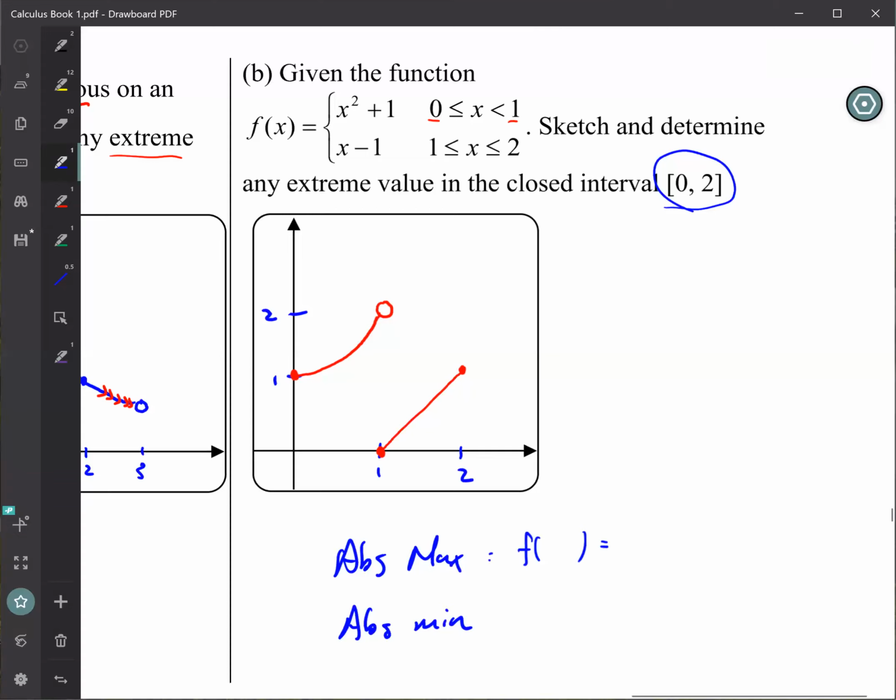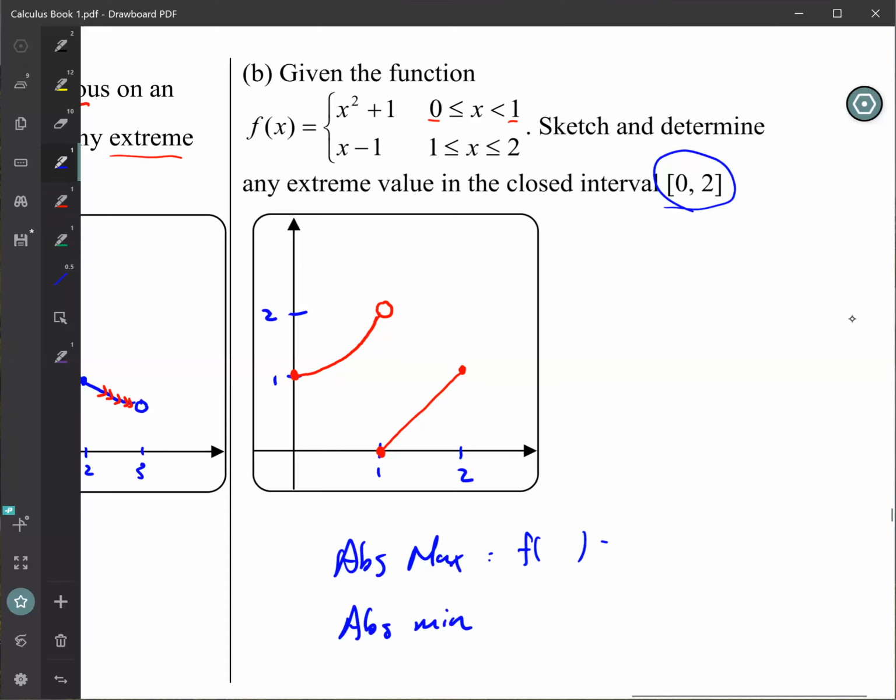A bit confused. It's different from limit, right? If we're talking about limit, approaching 1, then the limit will be 2. But we're not talking about limits. We want to find exactly where the highest point is, because maximum means highest point. How about you, Joan? What do you think? Where is the absolute max?